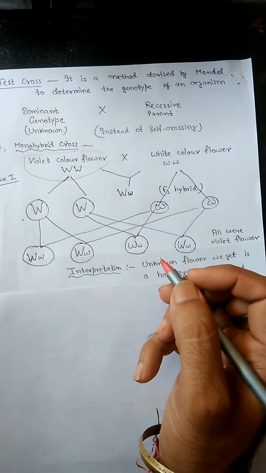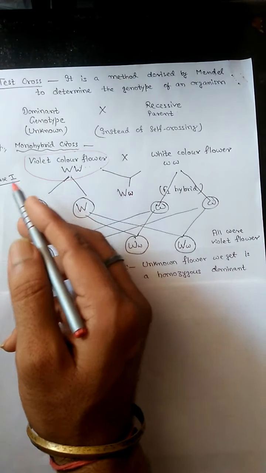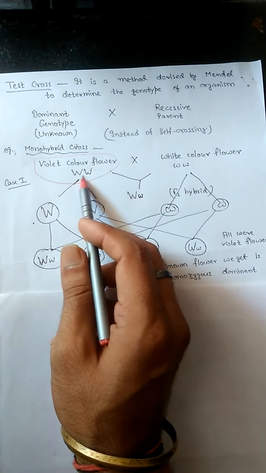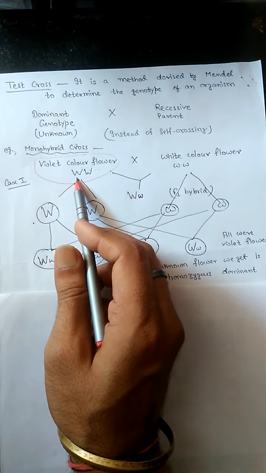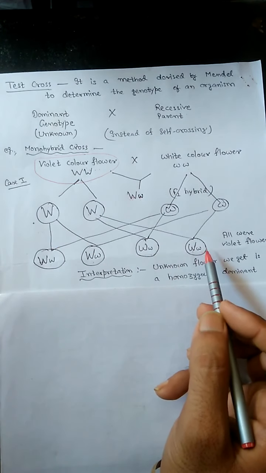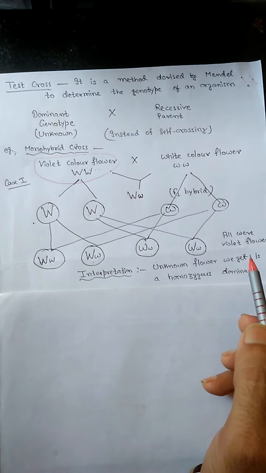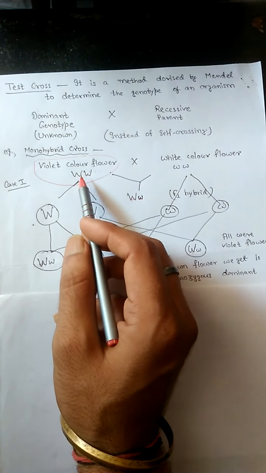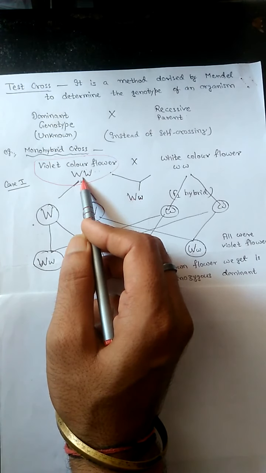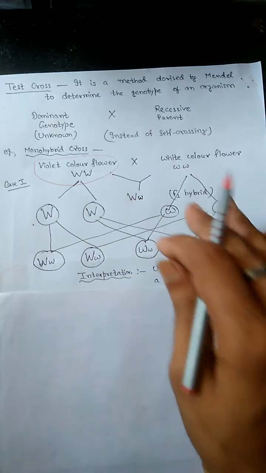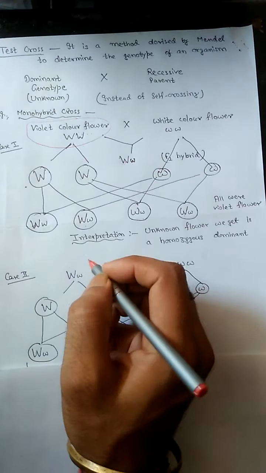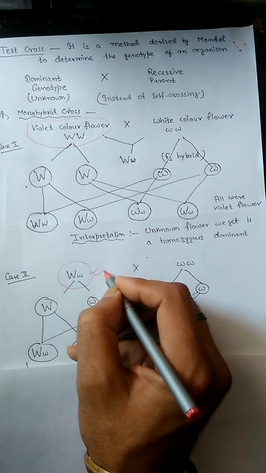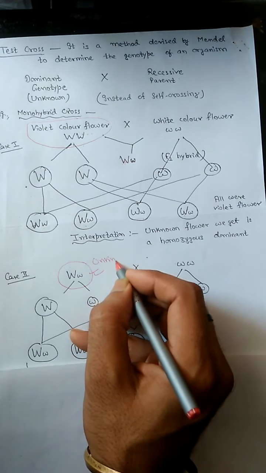This is one combination, case 1, in which the dominant parent was unknown to us, but as we obtain all the progeny with violet flowers, we come to the conclusion that the unknown violet flower is homozygous dominant. Suppose there is another case. In it, this was again an interpretation, and this parent was unknown to us.